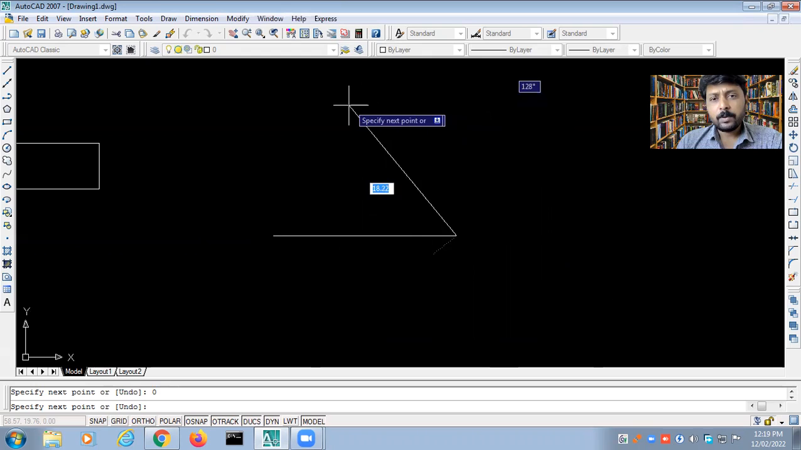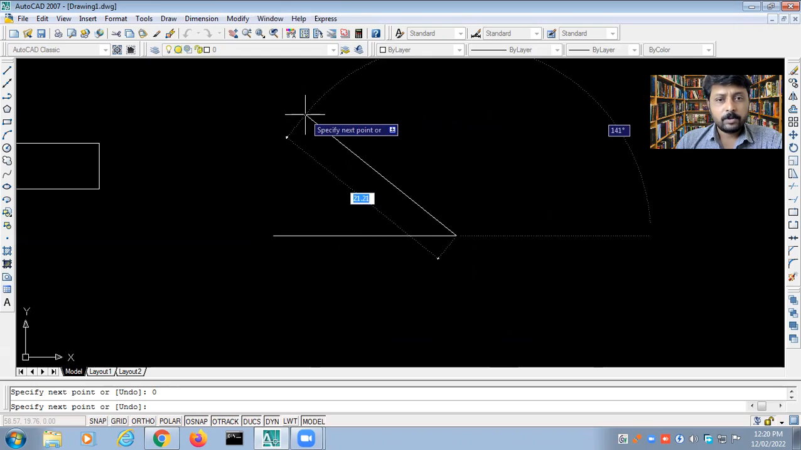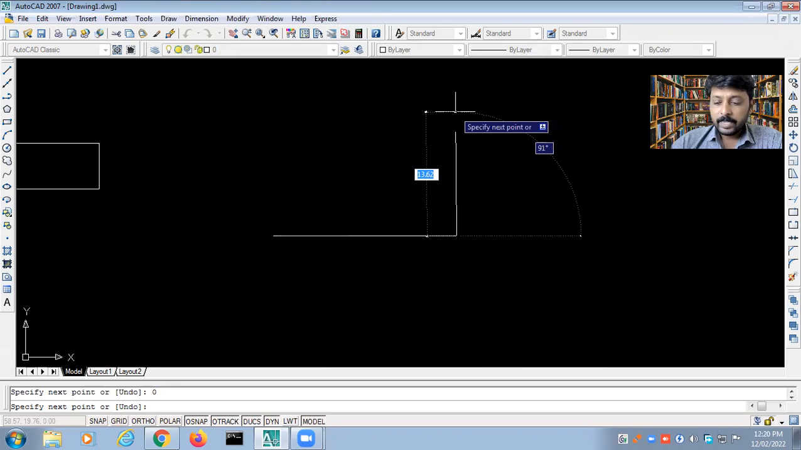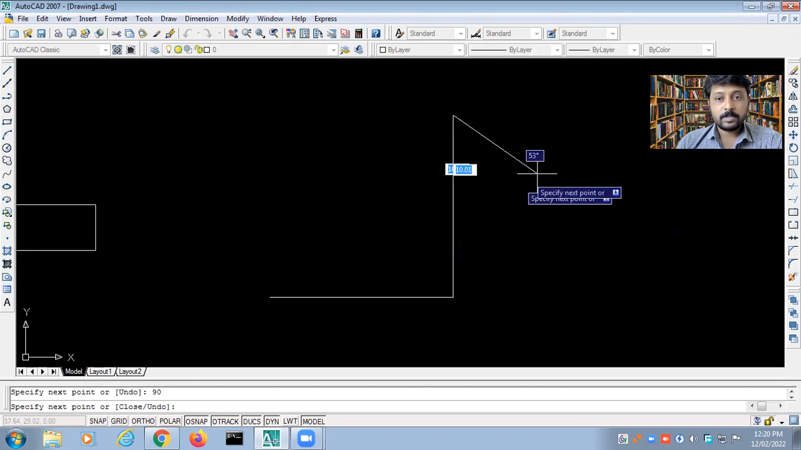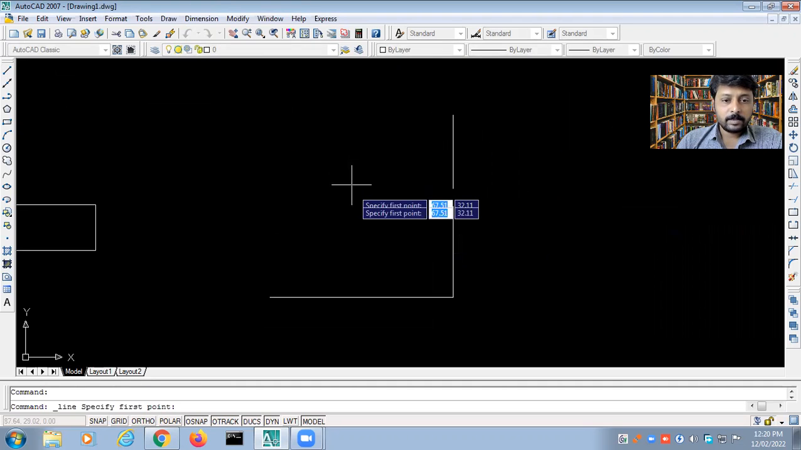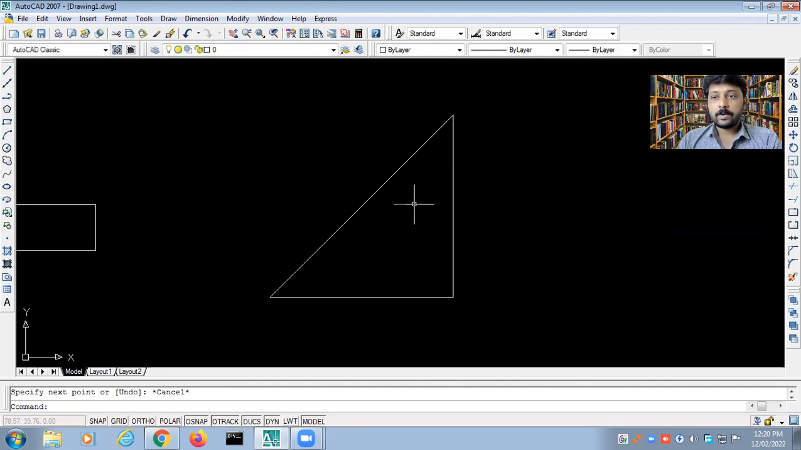Now I want to draw a right angle triangle. Let us draw a 20 mm length line and the angle should be 90 degrees, as we discussed in the previous point, right? This is how it is going to be seen. Now we have to complete the lines. We have the first point and the second point, and this is how we have completed a right angle triangle.